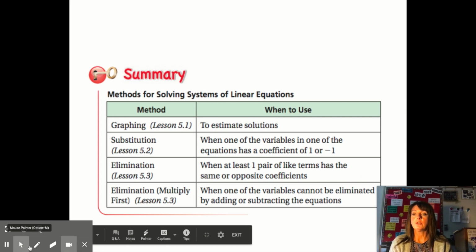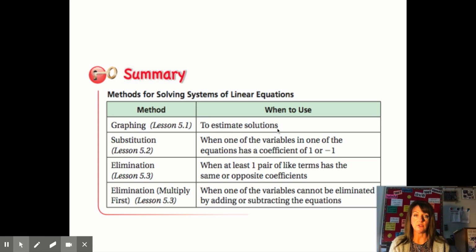All right, so this is just a summary. So we want to use graphing, lesson 5.1, to estimate solutions. And it's always easiest sometimes to just graph from slope-intercept form, if you want to do that. Substitution is when one of the variables in the equation has a coefficient of 1 or negative 1. And as you noticed in that last example, I jumped ahead and wanted to use substitution because I'm always used to just solving it the easiest and quickest method.